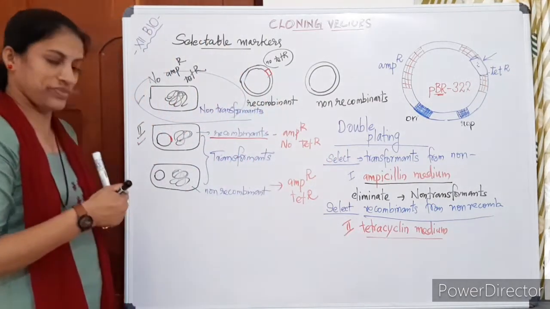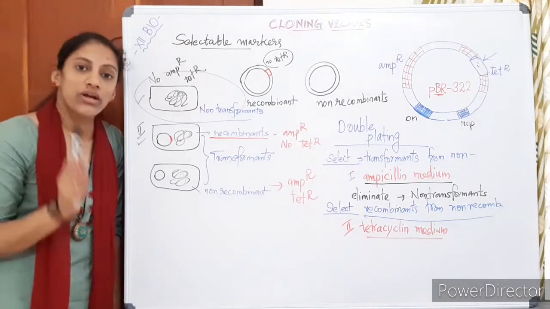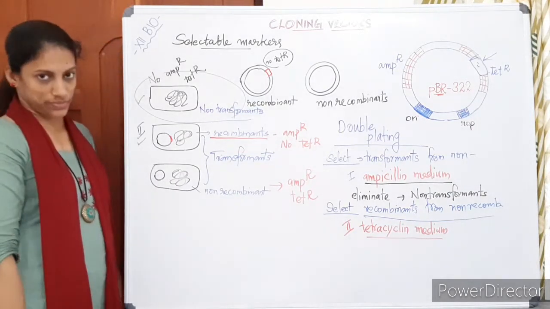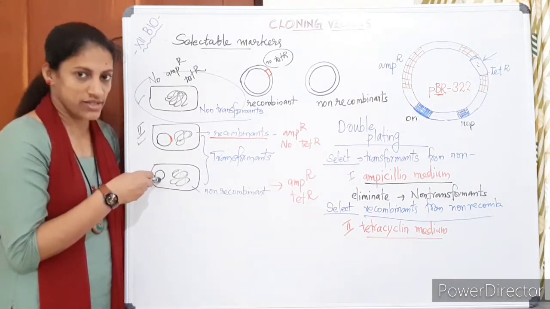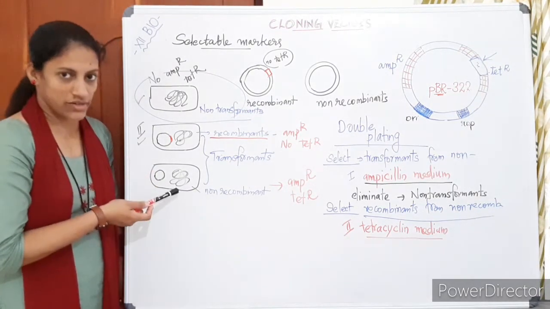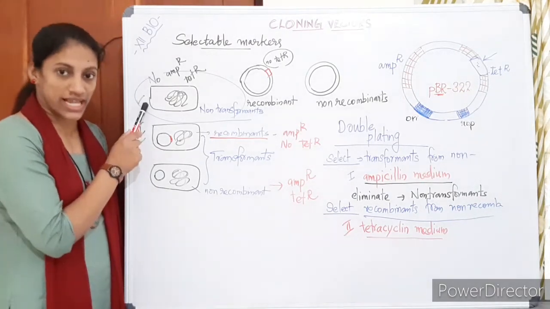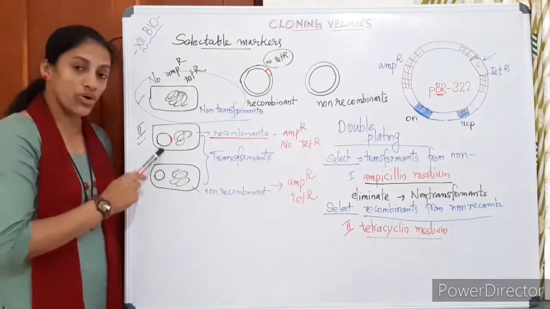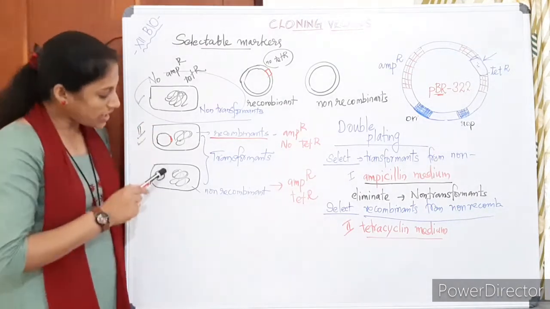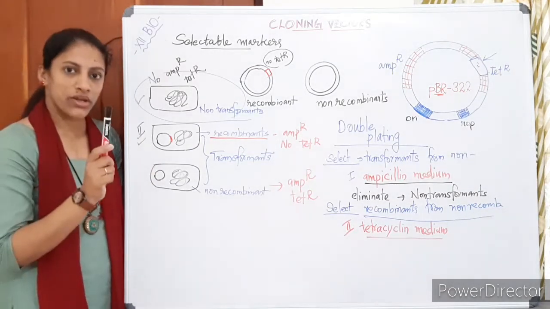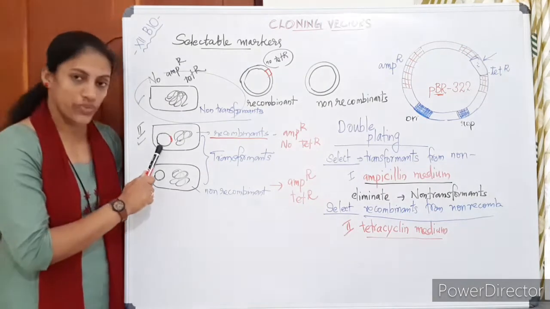Very simple. Suppose these 2 bacteria we are growing in tetracycline medium. This bacterium has ampicillin resistance and tetracycline resistance. This one has only ampicillin resistance. Since these 2 show ampicillin resistance, we could select them out. But among these 2, we should depend on the next resistance. This is showing tetracycline resistance, whereas this one is not.